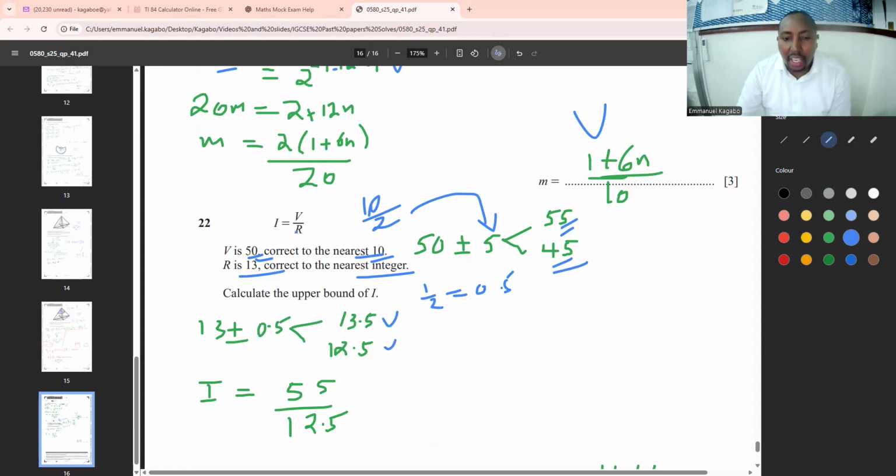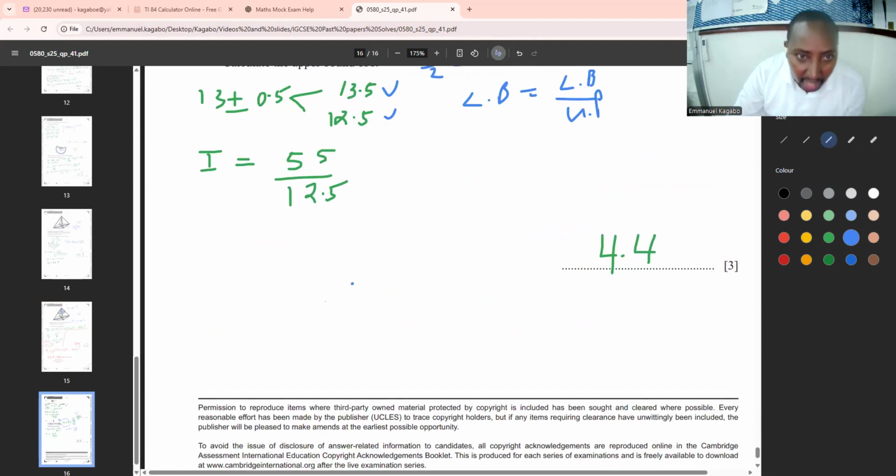Then we are dividing. Whenever we are dividing, guys, and you are looking for the upper bound, you should get upper bound over lower bound. That's why I did upper bound divided by lower bound. Do you get that? So if you are dividing and you're looking for the upper bound, it should be upper over lower. If I'm looking for the lower bound, it will be lower over upper bound. The same thing goes when you are subtracting, guys.